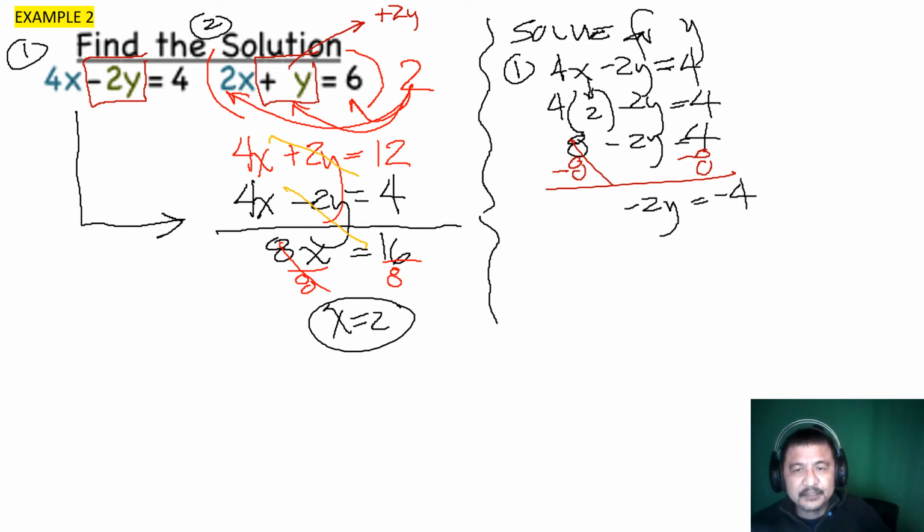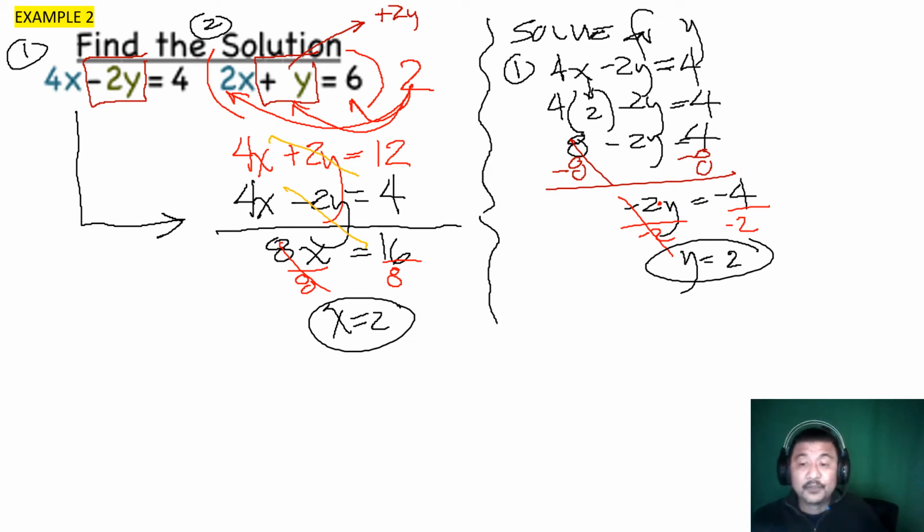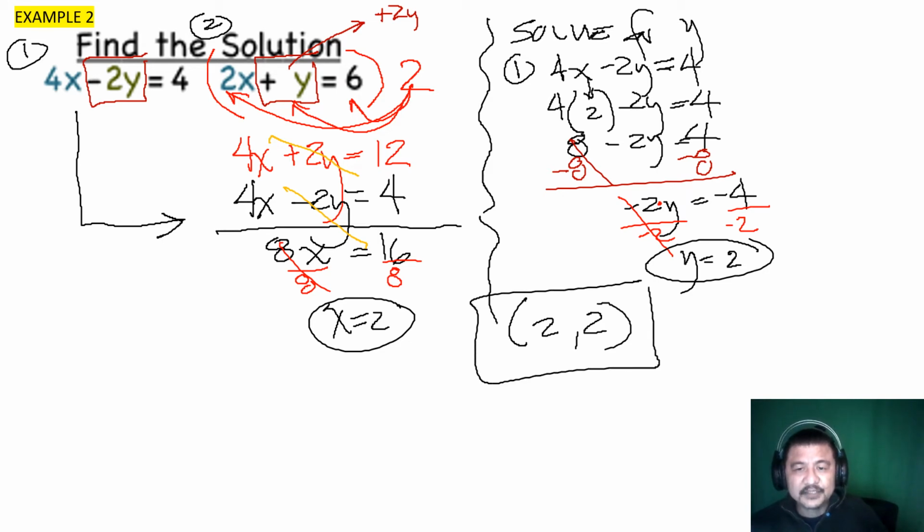Get away, times negative 2. Divide to the left, divide to the right. That cancels out. 4 divided by 2 is 2. Negative divided by negative is positive. So what's our answer now? We have an x value of 2. We have a y value of 2. So that's our solution. Are you sure?